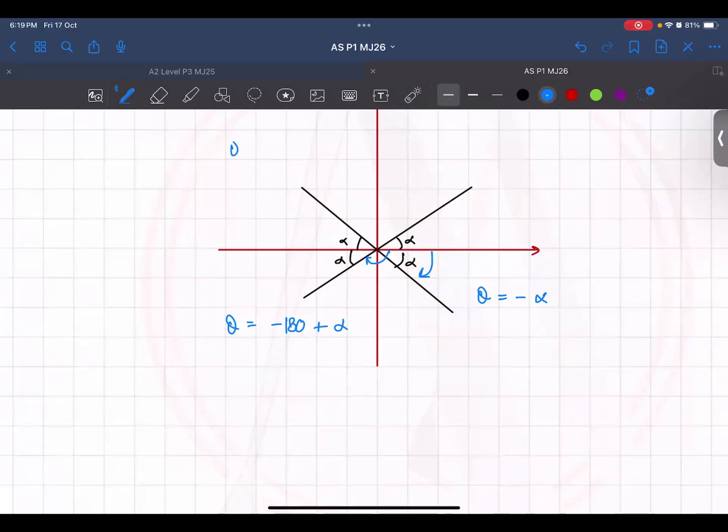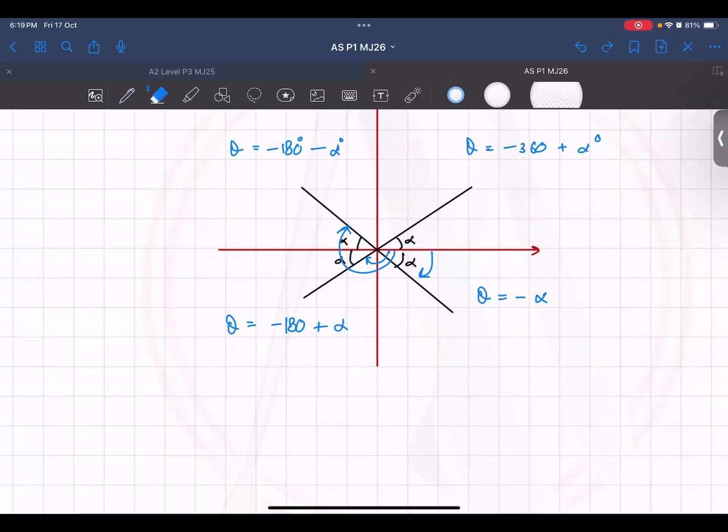In the second quadrant, it will be minus 180 minus alpha. And in the fourth quadrant, it will be minus 360 plus alpha. This is your total, 360 negative, and then you are subtracting this alpha. You don't need this alpha, so plus alpha. Getting it? Any questions? Anyone?